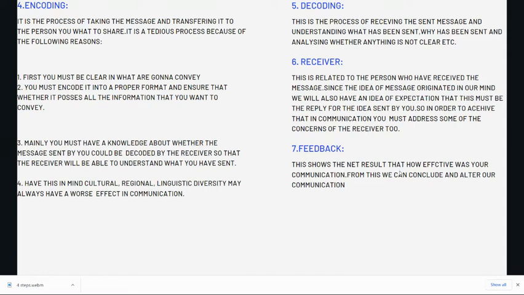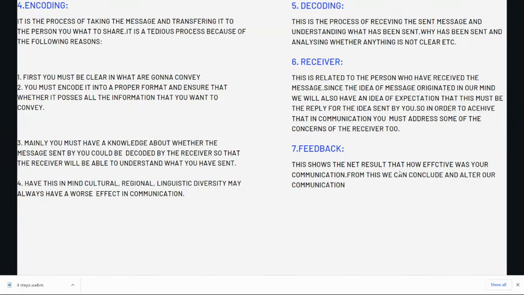Encoding is the process of taking a message and transferring it to the person with whom you want to share. It is a tedious process for the following reasons. First, you must be clear in what you are going to convey. You must encode it in the proper format and ensure that it possesses all the information that you want to convey. Mainly, you must know whether the message sent by you could be decoded by the receiver, so that the receiver will be able to understand what you have sent. Fourth, have this in mind: cultural, regional, linguistic diversity may always have a bad effect on communication.